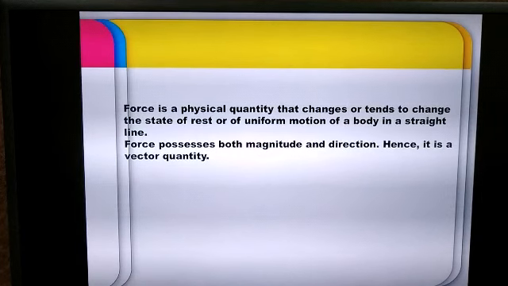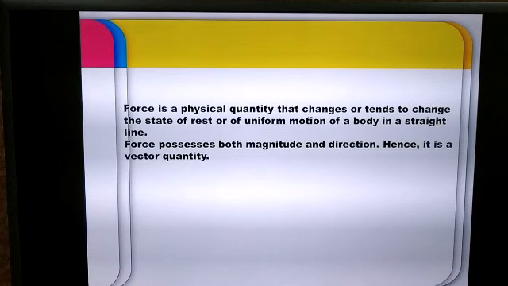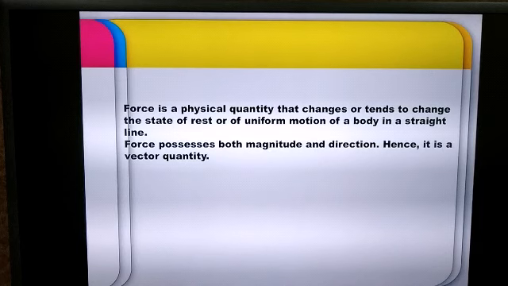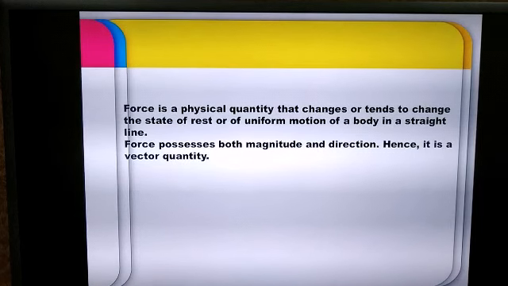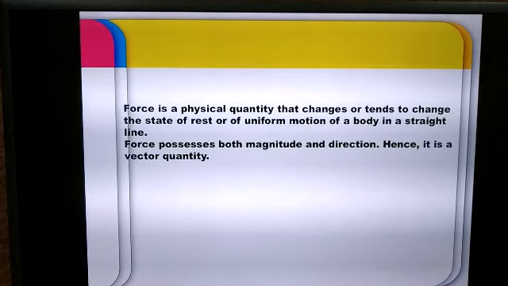Force changes or tends to change the state of rest or of uniform motion of a body. What does this statement mean? That whenever force is applied to an object which is in a state of rest, it will change the state of rest and set that body in a state of motion. And if a body is in a state of motion, then the applied force can stop that body, or increase or decrease the speed of the body, or change the direction of the motion of the body.